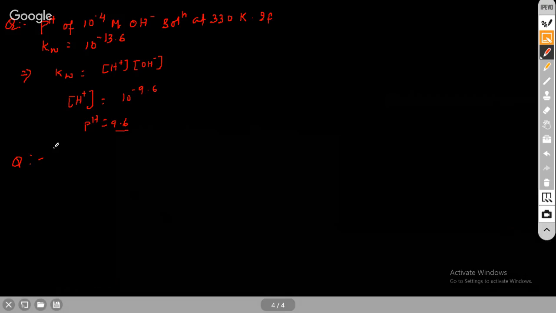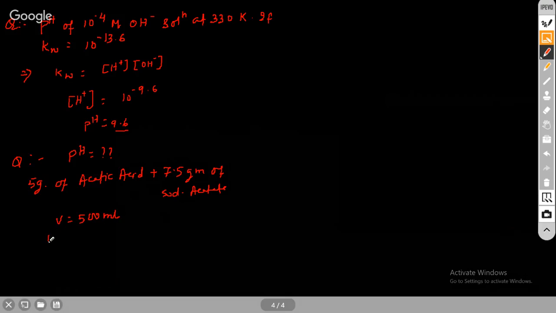What would be the pH of a solution obtained by mixing? We have to find out pH, right? I'll just give you the question in short. pH we have to find out, and we have a mixture of 5 gram of acetic acid plus 7.5 gram of sodium acetate, and the volume is equal to 500 ml. Ka is given, 1.75 into 10 to the power minus 5, and pKa is 4.76. Solve this.